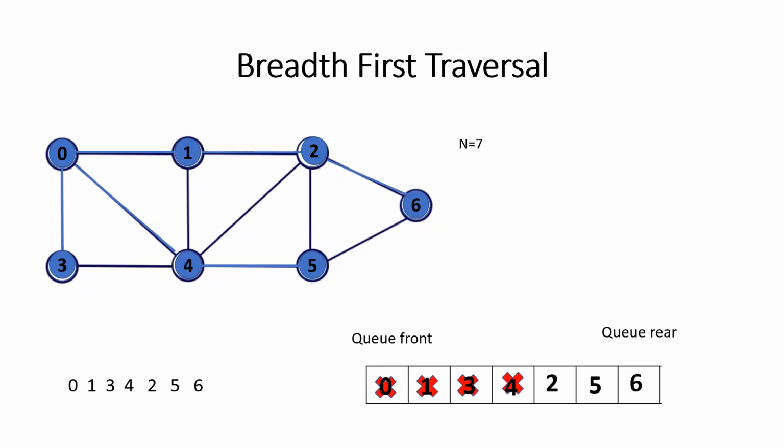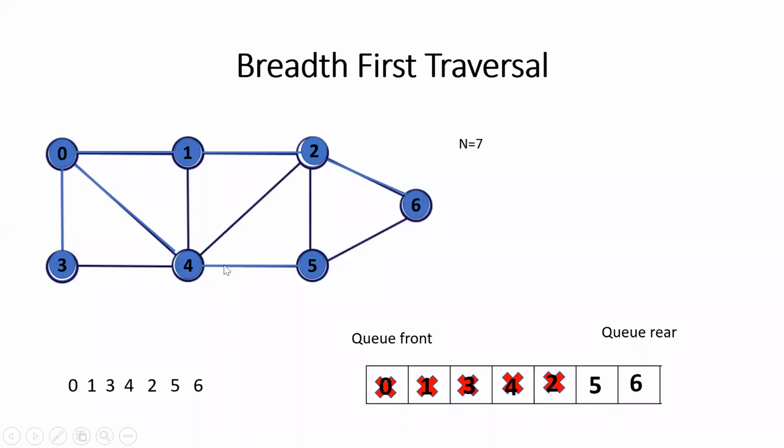So now 2 is also discovered or explored. We have visited all its adjacent vertices, so we have to delete 2 from the queue. Now which is the vertex in front of the queue? Vertex 5. For vertex 5, we can see the adjacent vertices are 2, 4 and 6.